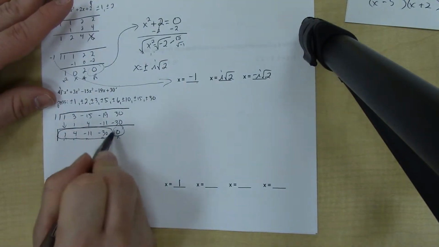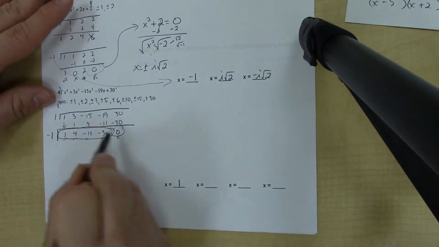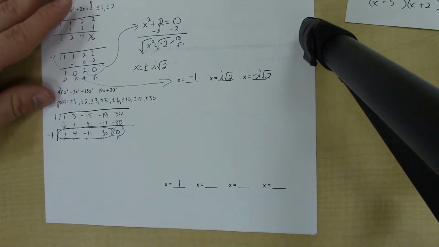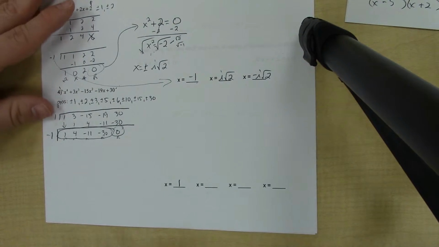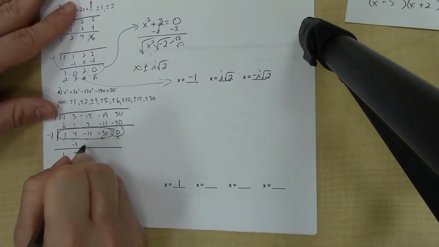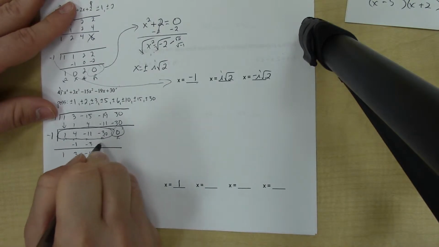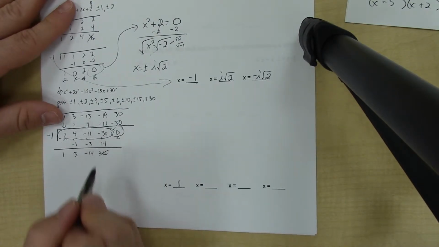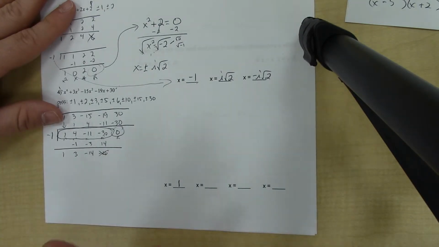And if negative 1 works, I'm done. If it doesn't work, I'm going to keep going into this one, not the original, so I can get something that's factorable, or I can use square roots, etc. from the end. So, drop it low, multiply, add, multiply, add, multiply, add. Yes, it's negative 16, but the idea here is it's not 0, so I just need to try again.